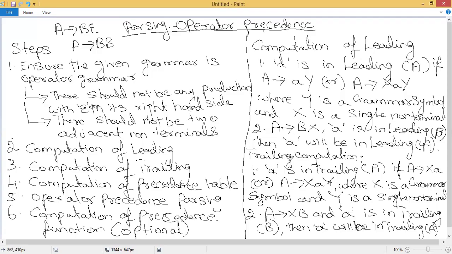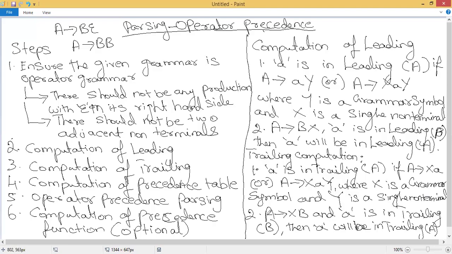The next thing is trailing, identifying the trailing position in order to complete the operator precedence parsing. If you have a production rule in this format, non-terminal A tends to X a, or non-terminal A tends to X a Y, where X is a grammar symbol and Y is a single non-terminal, then the trailing of A is this terminal a.